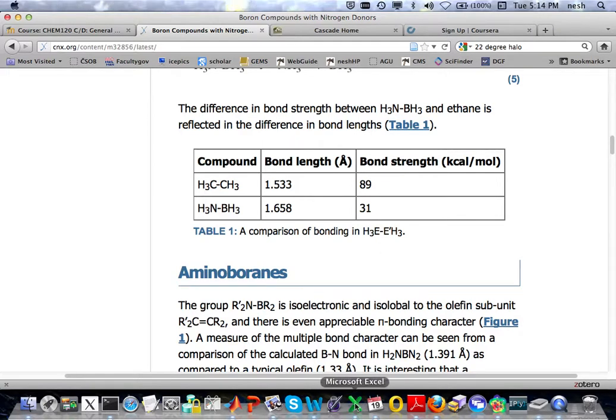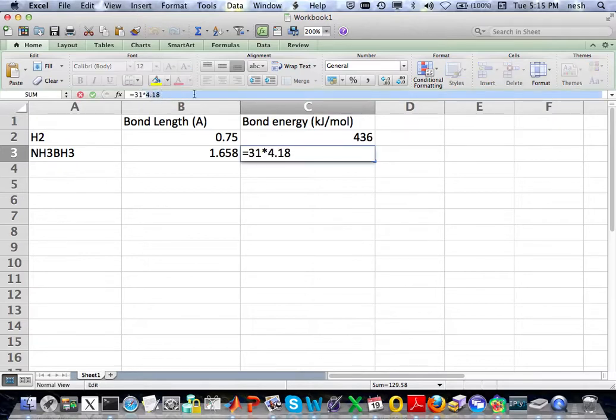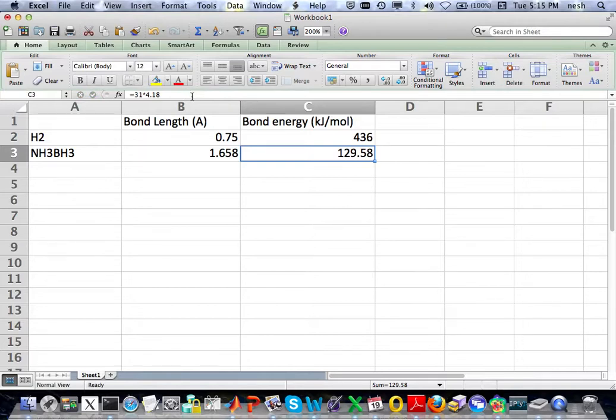Now let's go back to this. So as you can see, I've just entered in that same bond length. And for the bond strength, what I needed to do is, I said it's 31 kcals per mole, and the conversion is to multiply by 4.18, and that's what gives us 130 kilojoules per mole.